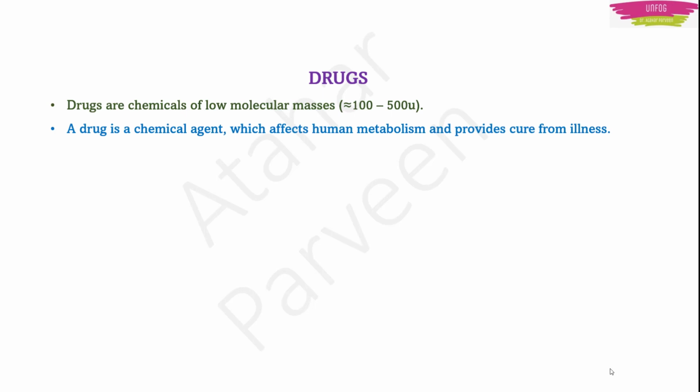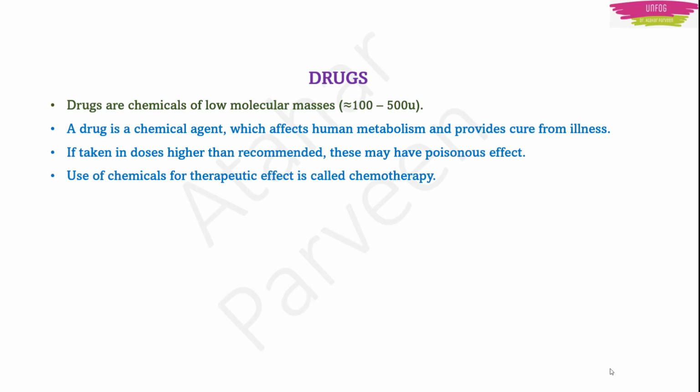Now what is a drug? It is a chemical agent that we know. That's why we are studying about it in this chapter. But what type of chemical agent is it? It is such a type of chemical agent which affects the human metabolism and provides cure from illness. That's the reason why we use drugs. If we take drugs in higher doses than recommended, means if the doctor gives us some quantity to take and we take more than that quantity, then these drugs may have a poisonous effect on us.